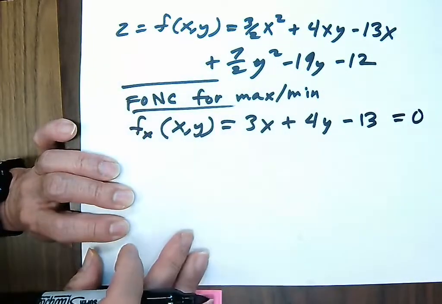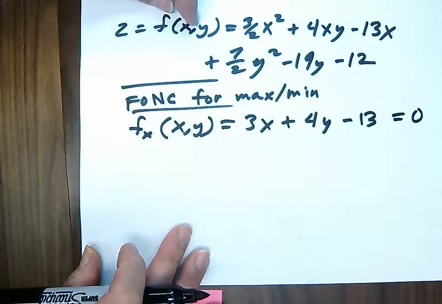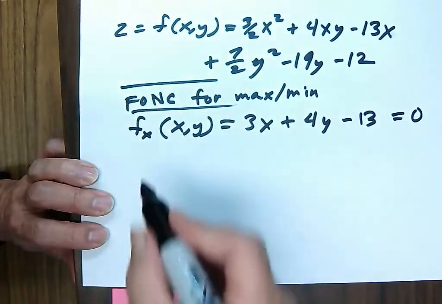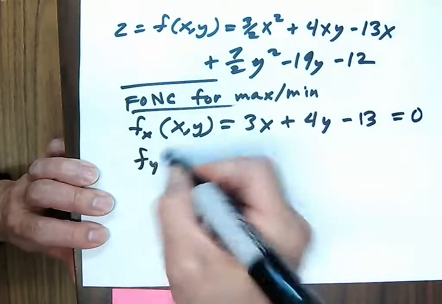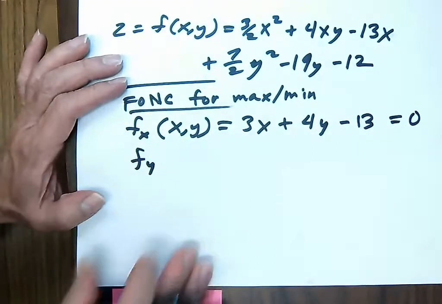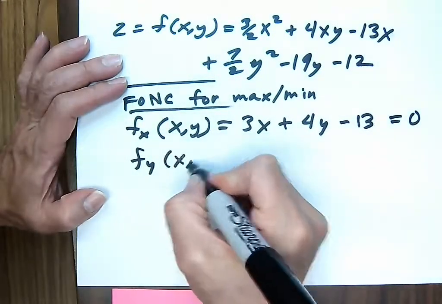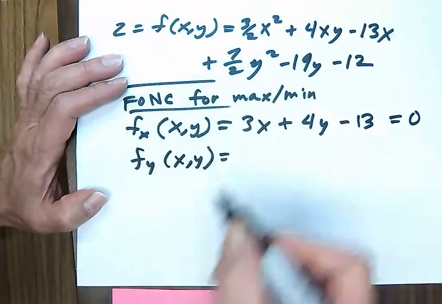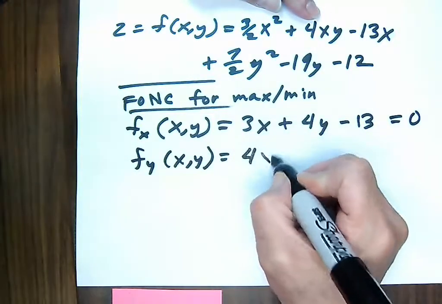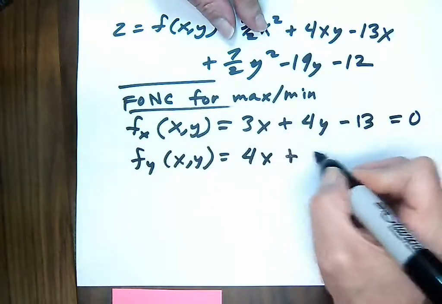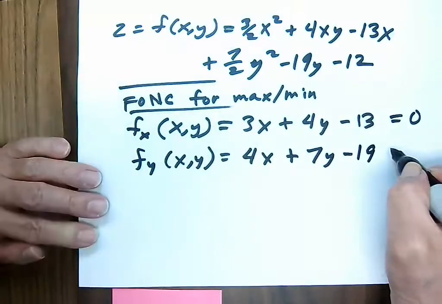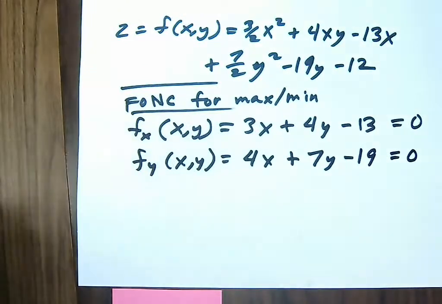And then we also have to look at the partial derivative of our objective function with respect to the next choice variable y, and set it equal to 0 as well. So fy, and it will be a function of the same variables the objective function was a function of, x and y. Let's keep everything in order here. And fy will be equal to, term by term, 4x plus 7y minus 19, and we need to set that equal to 0 as well.